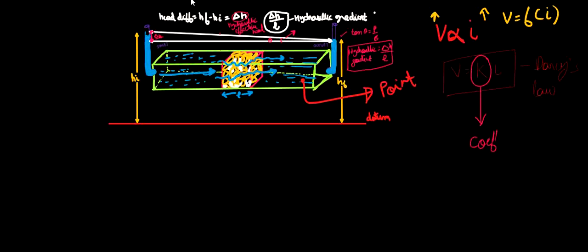That is, K is the coefficient of permeability, okay. This is the Darcy law, that is V is equal to K into I, okay. But this law is valid in laminar conditions only.